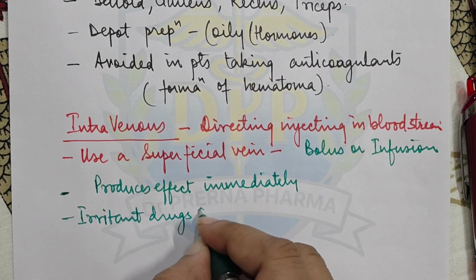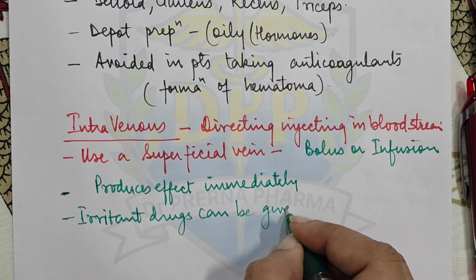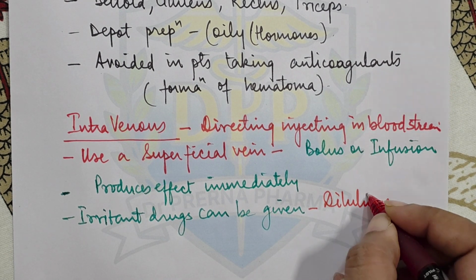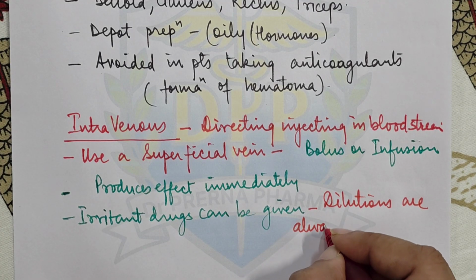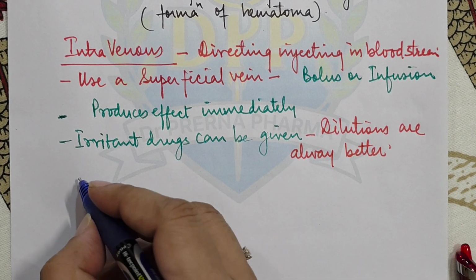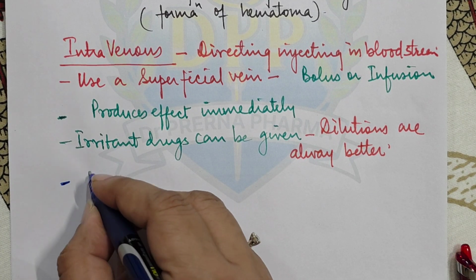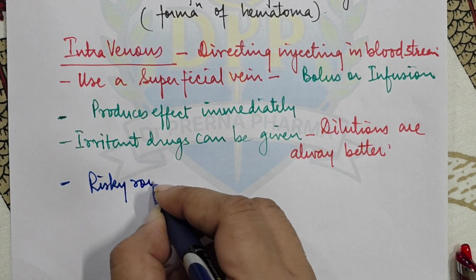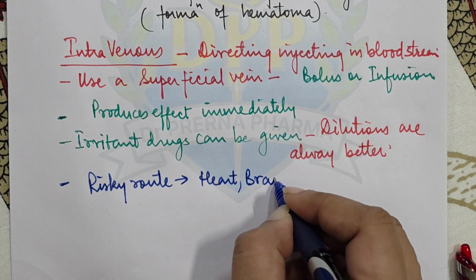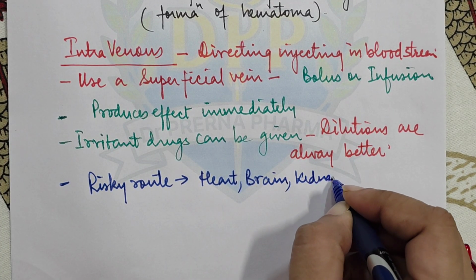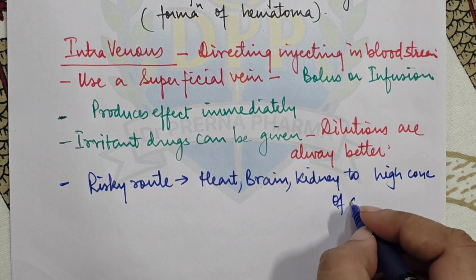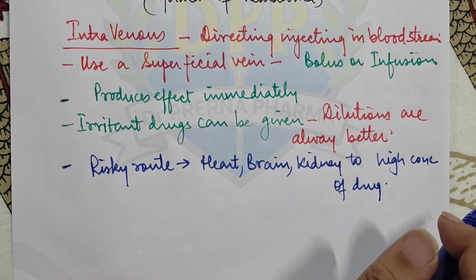Irritant drugs can be given, but you have to take care, and so dilutions are always better. It is always better to dilute the drug and then inject, so that any further effect can be avoided. Then it is the most risky route. Why is it risky? Because you are directly exposing the heart, the brain, the kidney, which are the vital organs, to high concentrations of the drug. So it is a risky route. The side effects are also more.